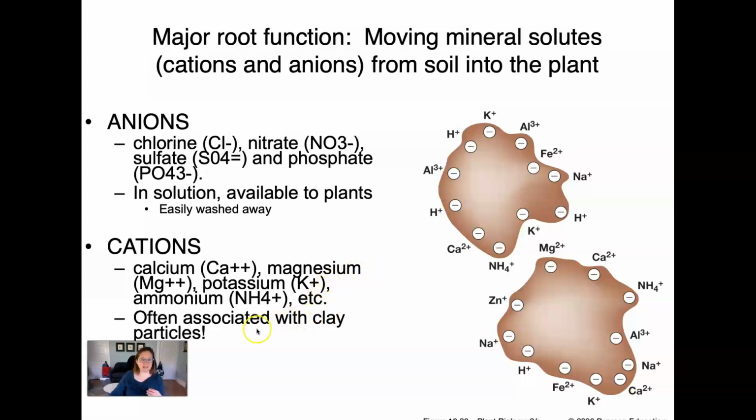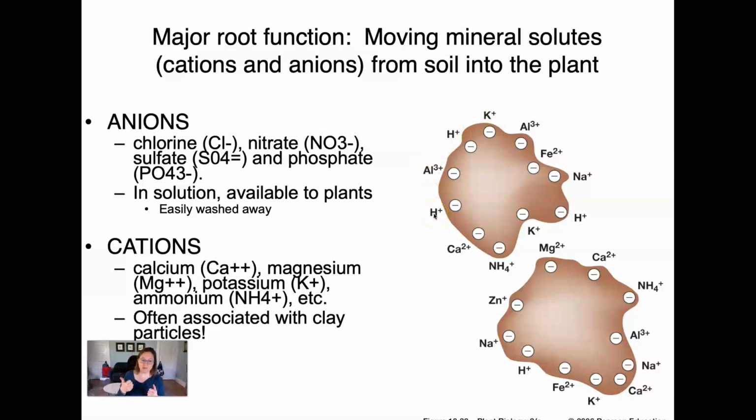So cations, on the other hand, compared to anions, tend to be associated with clay particles in the soil. So there's a picture of that here. You see these brown blobs are clay particles, and they are associated here because clay tends to be negatively charged as a sort of a mixture of substances. It tends to have a net negative charge. It tends to attract cations in the soil that stick to it and make those cations difficult to get into the plant.